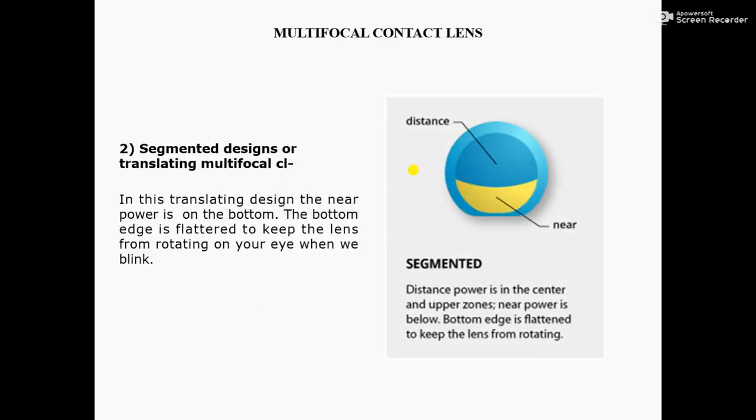Next, number 2, segmented designs or translating multifocal contact lenses. In this translating design, the near power is at the bottom of the lens. This part, the bottom of the lens. The bottom is flatter to keep the lens from rotating on our eye when we blink.